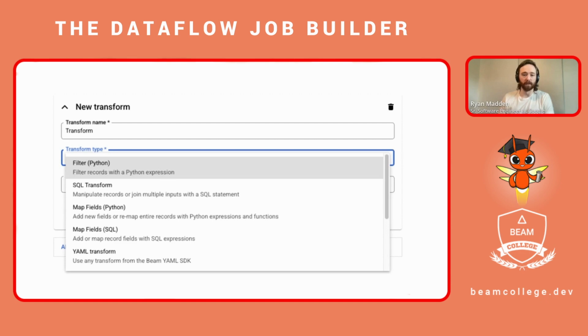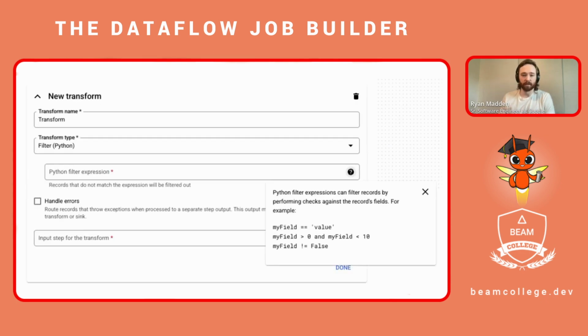Transforms in the Job Builder make it easy to modify, filter, and combine data. Like with sources, the Job Builder form supports popular use cases directly, but any Beam YAML transform can be used via the YAML transform option. This is the configuration section for the Python filter transform, which is one of the most popular. A Python expression is used to exclude data records from processing. This makes it easy to check for and exclude malformed or erroneous records. The transform also supports routing records to a separate destination when exceptions are thrown.